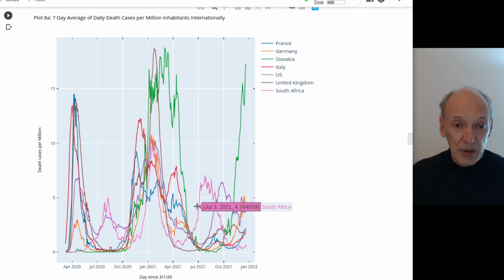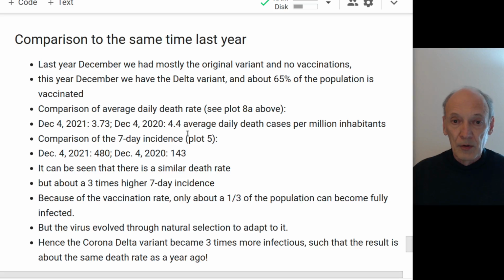And when we go back to December last year, so here we get to it. Here in December in Germany we also had about 5 daily death cases per million inhabitants, also similar to the US. So we saw that there is actually a very similar daily death rate, but now let's also take a look at the 7-day incidence, my plot 5, between December of this year and December of last year, and there we will see it is actually a considerable difference.